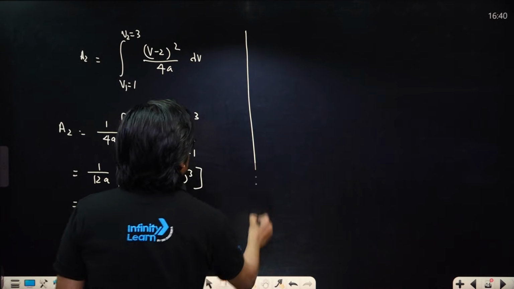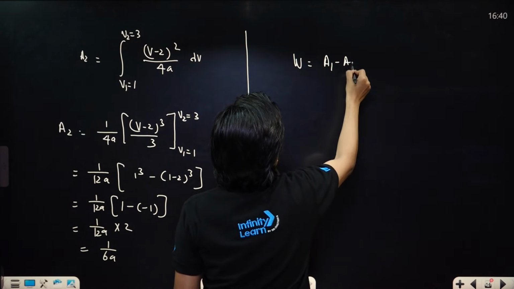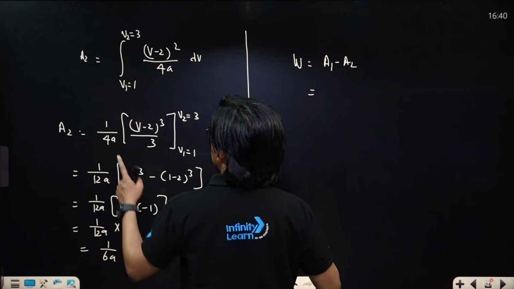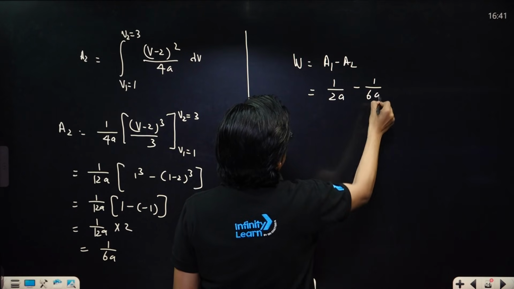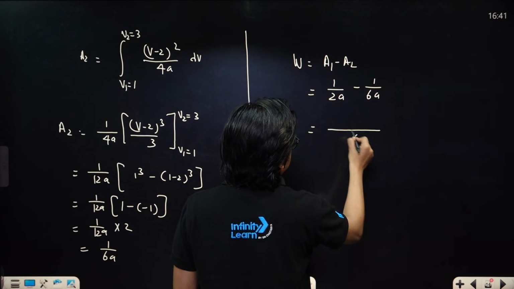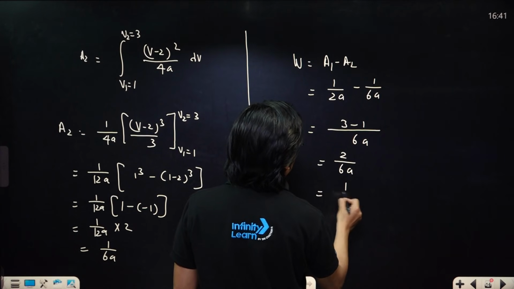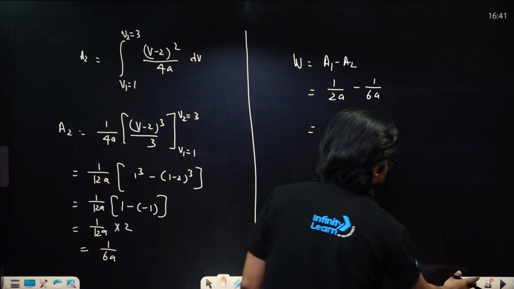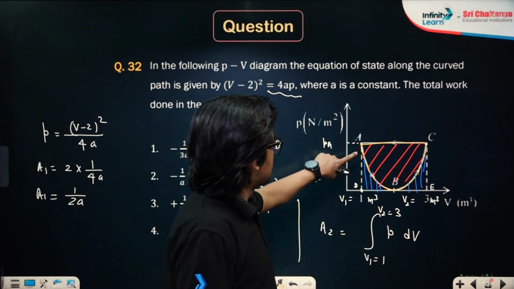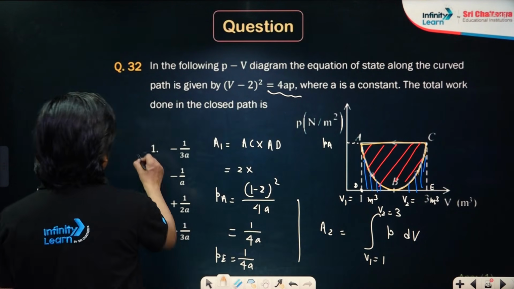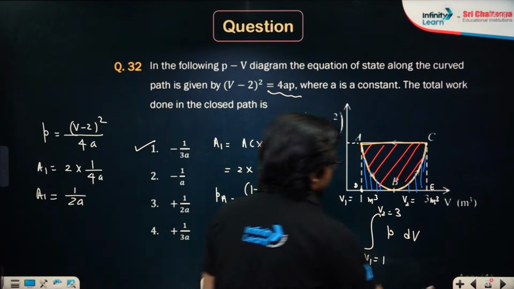Now you can write this work done is equal to A1 minus A2. This A1 is equal to 1 by 2a and A2 is 1 by 6a. If you take 6a as the LCM, that is 3 minus 1, it is 2 by 6a, and this comes out to be 1 by 3a. That is only the magnitude of the work. I have told you that because it is anti-clockwise, you should take a minus sign with it. So the first option is the correct one.